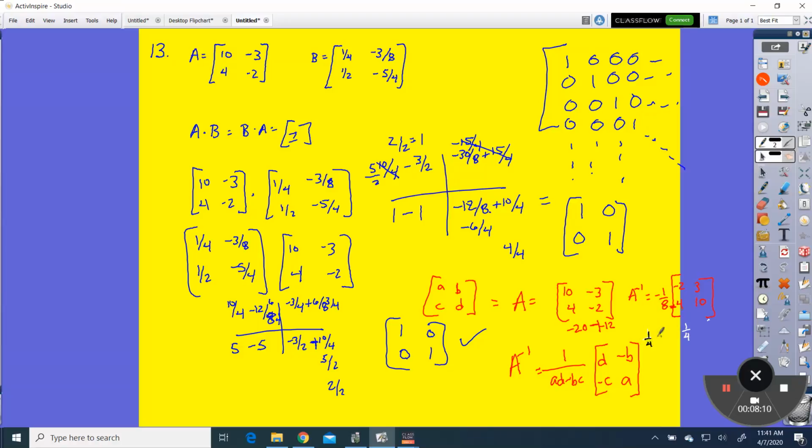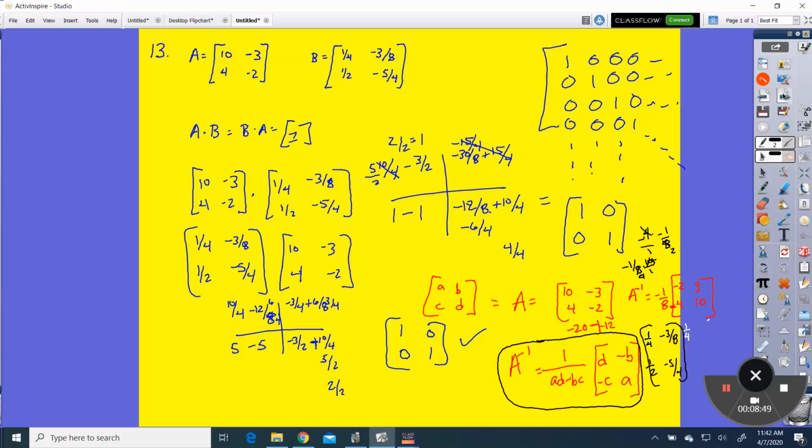So 1/4, negative 3/8. Negative 4 times negative 1/8, those can reduce, a negative times a negative, so that's 1/2. And negative 1/8 times 10, those reduce, and I get negative 5/4. So that's the inverse of A. If you look up here, it's the same as what B is. So that's how you can find it by hand. This is a quick little formula to do it.